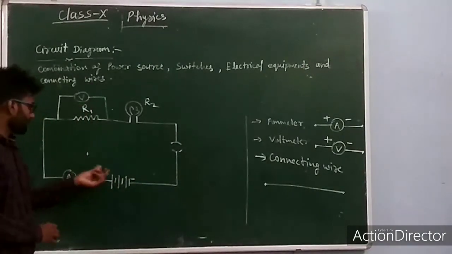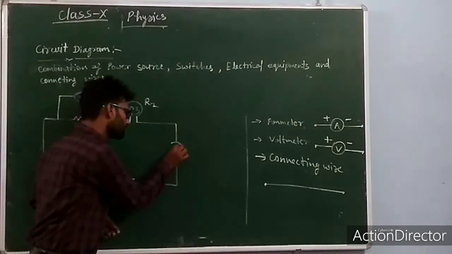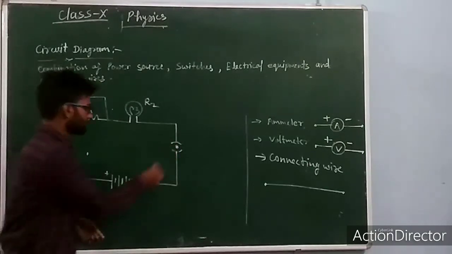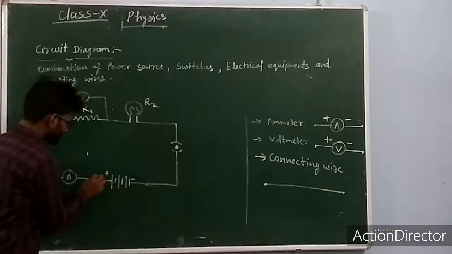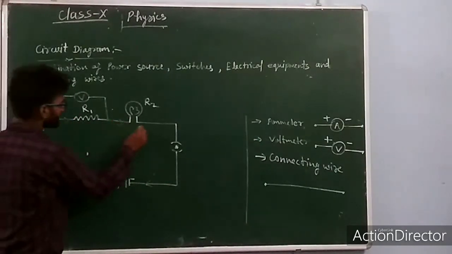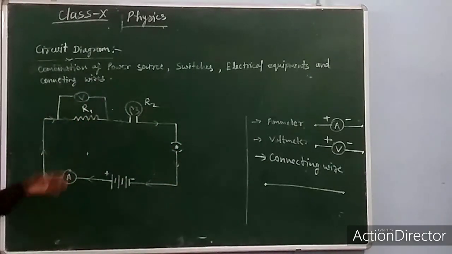So, for the electrical power supply, we will put the switch in on condition, right? When the switch is on, there will be a start of flow of current through the circuit, and the circuit is in on condition, right? So, this is an example of the circuit diagram.